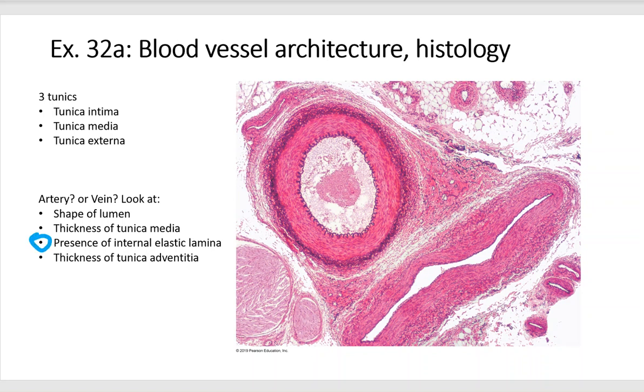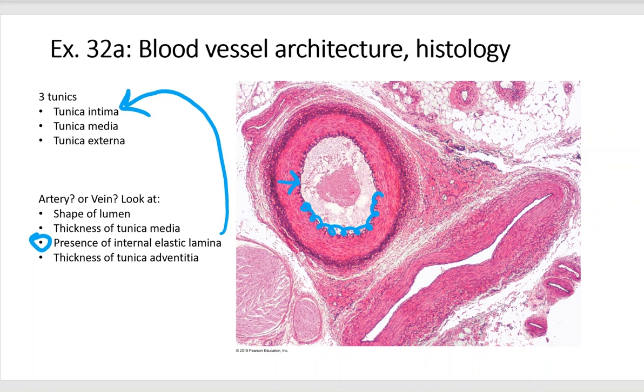Presence of internal elastic lamina. This is part of tunica intima, and it's this squiggly black phone cord looking thing. So this squiggly thing that's going around, that's black, that's internal elastic lamina. And it allows for constriction and dilation of the endothelium on the inside lining of your blood vessels.